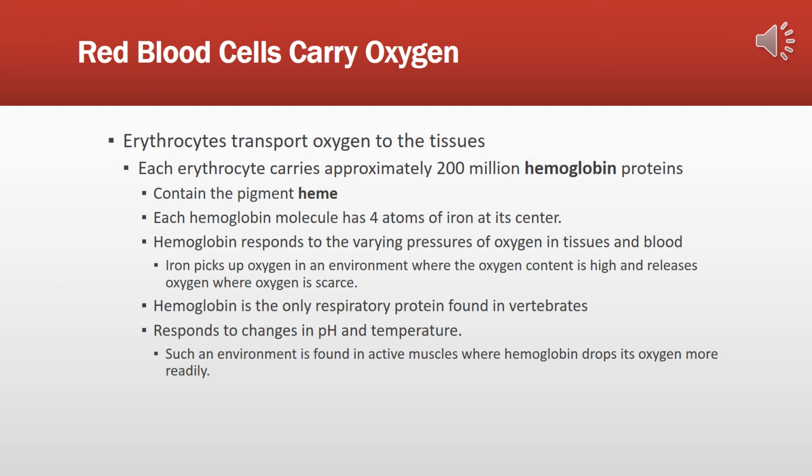Hemoglobin is capable of responding to the varying oxygen pressures or oxygen demands of the body tissues and blood. So when we're in an environment where oxygen content is very high, iron tends to pick up oxygen and hold on to it, because the body tissues don't really need oxygen so much when there's so much of it available. Compare this to an environment where oxygen is scarce, and in this environment, hemoglobin needs to release the oxygen so it can be available for the body tissues so they don't die of oxygen starvation.